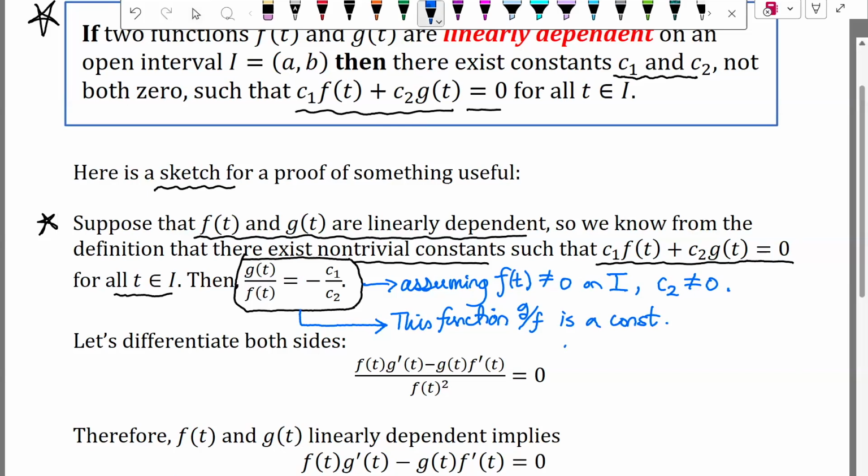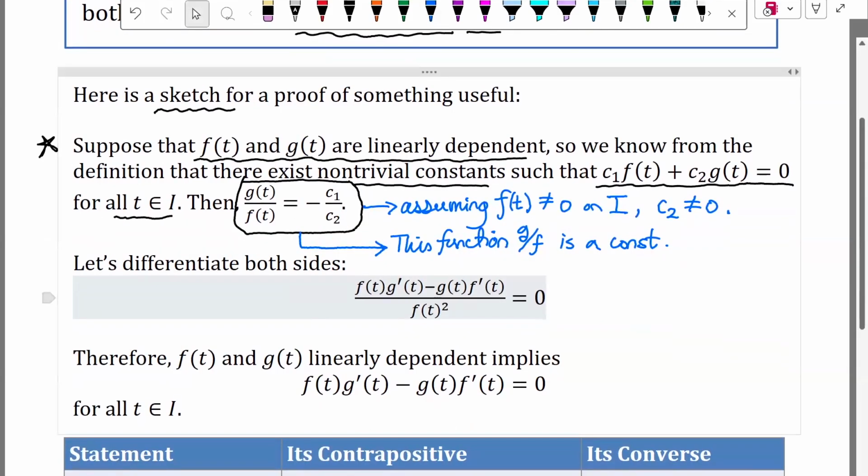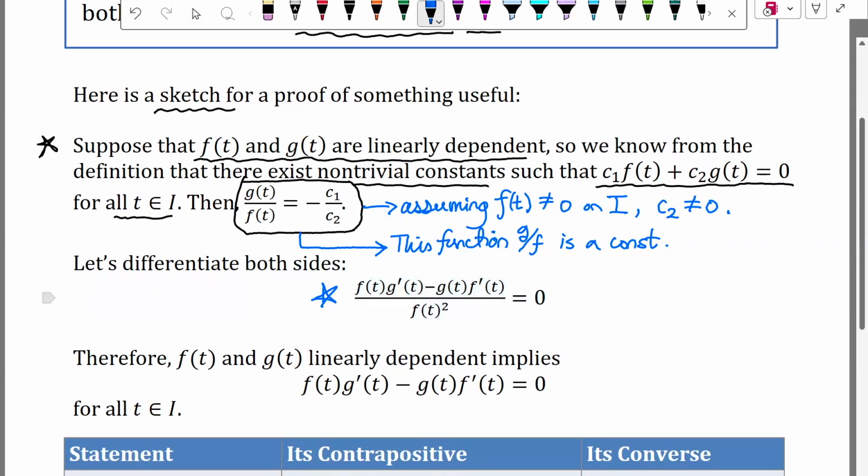The constant side is going to end up being 0, and the derivative of a ratio is going to be fg prime minus gf prime over f squared. We've already said that the denominator f is non-zero. In order to make this relationship true, that means that the numerator has to be 0 for all points t on the interval. Does this look familiar? Here's where we can make our lives a little bit easier. Notice that fg prime minus gf prime looks exactly like the Wronskian of f and g.